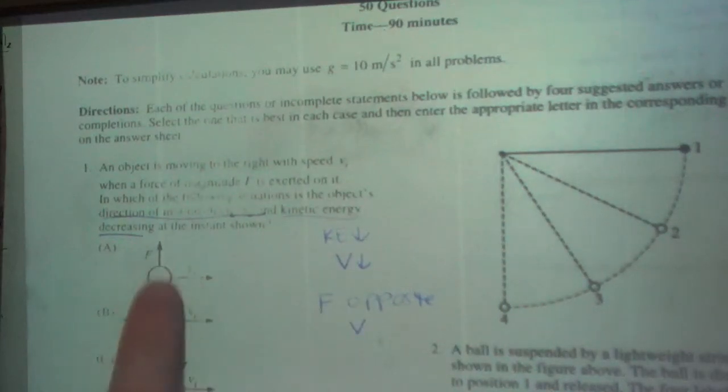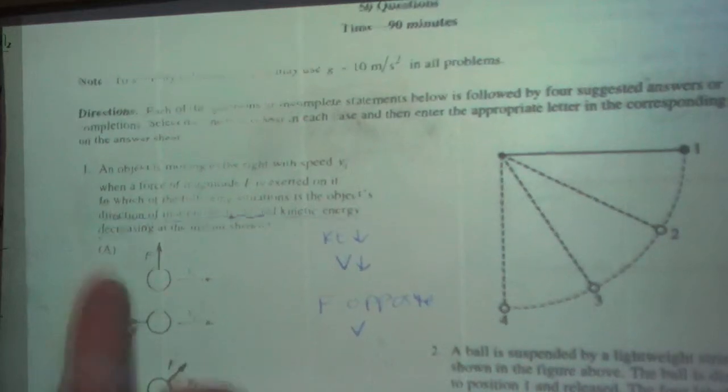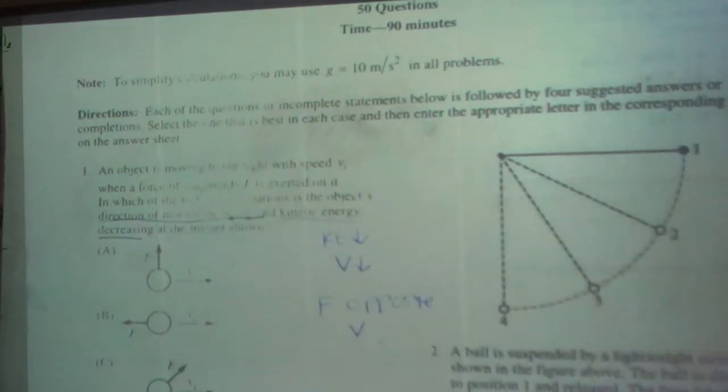But we have an object moving to the right with a velocity v, and there's a force of magnitude F exerted on it. In which of the following situations will the direction of motion change? You want it to change directions, and the kinetic energy to decrease.